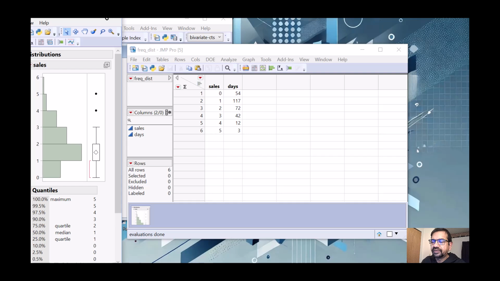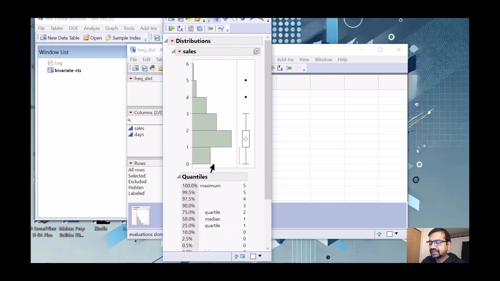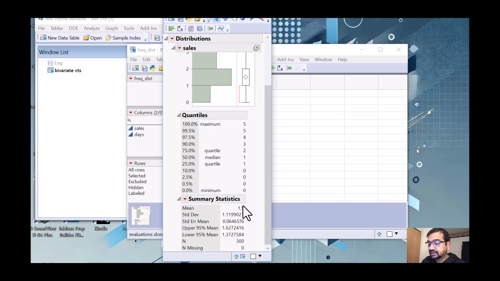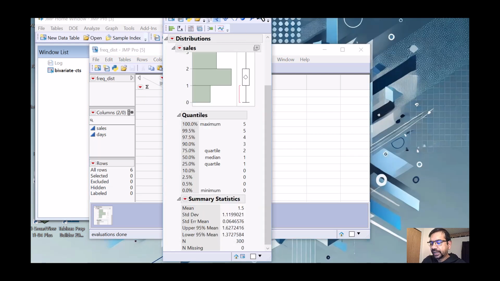So now what we get is indeed our summary stats for our expected value. Here the mean is not the simple arithmetic mean that we would have gotten by just averaging our sales. It is now the weighted mean, where the weights are the frequencies.